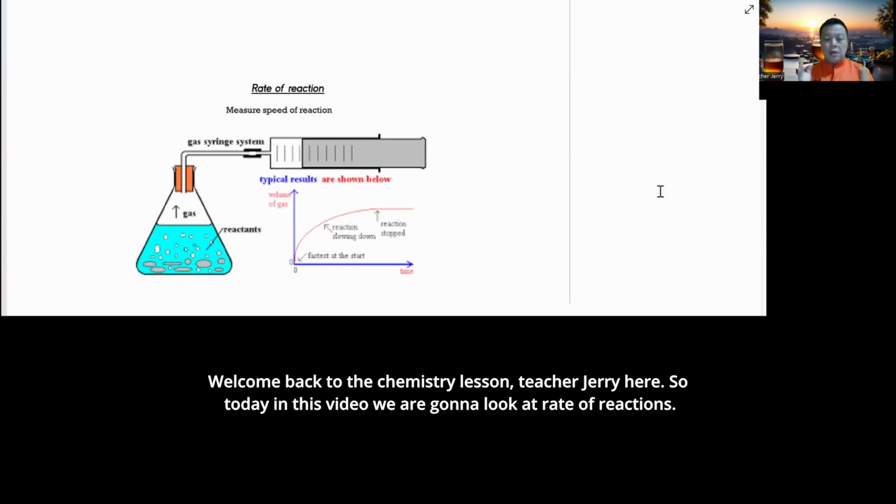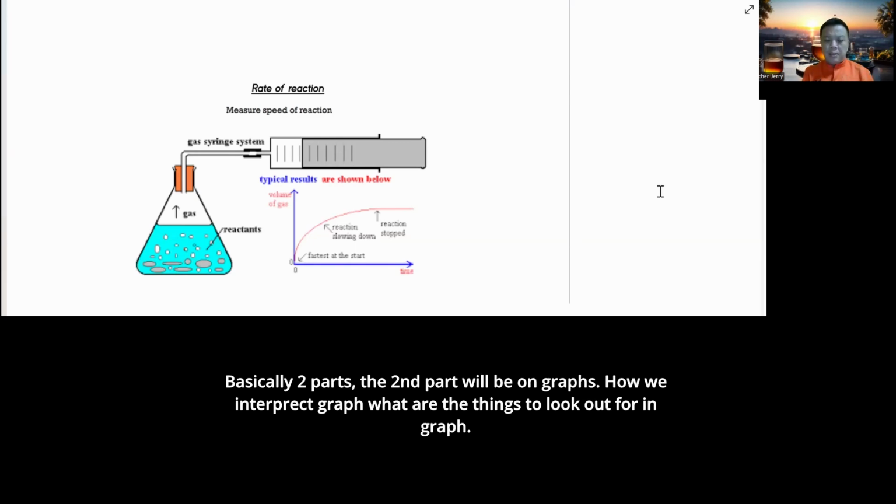Okay, teacher Jerry here. So today in this video, I'm going to look at rate of reactions. Basically, two parts. The second part will be more on the graph, right? How we interpret graphs, what we look out for in graphs. Okay, let's go on to the first part first.